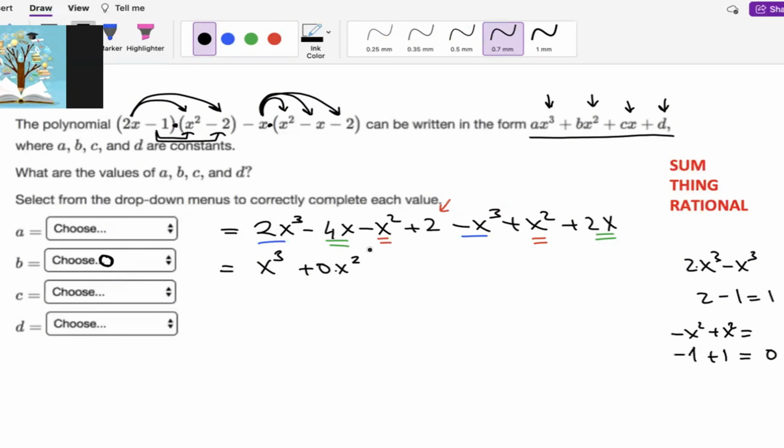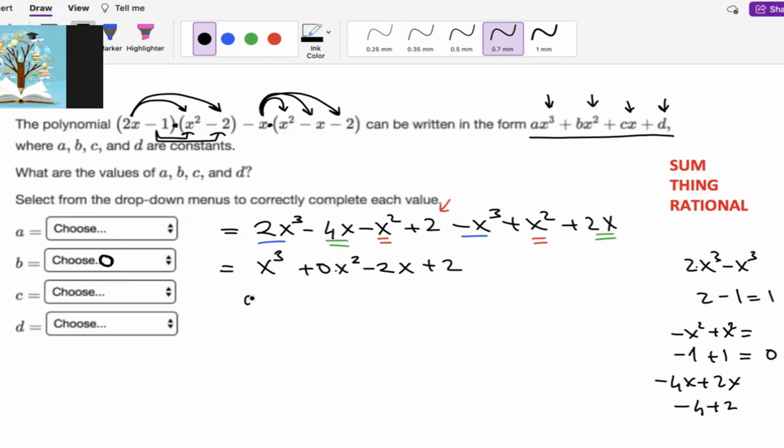Then later on we have the x terms, negative 4 and positive 2. Negative 4x and positive 2x, as if negative 4 and positive 2 you are adding. I don't want to confuse your mind with absolute value, but negative 4 plus 2, definitely you know, you are high school students, is negative 2x. Then positive 2 is there alone.